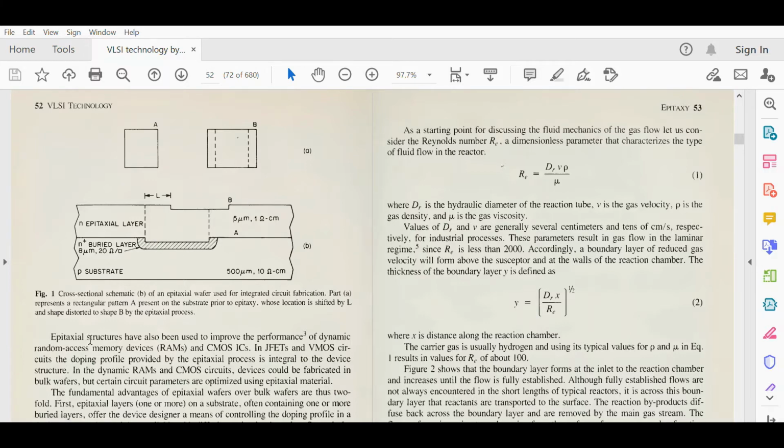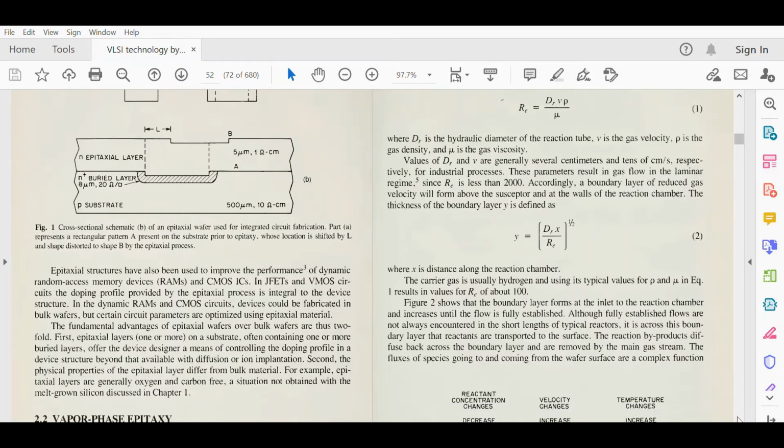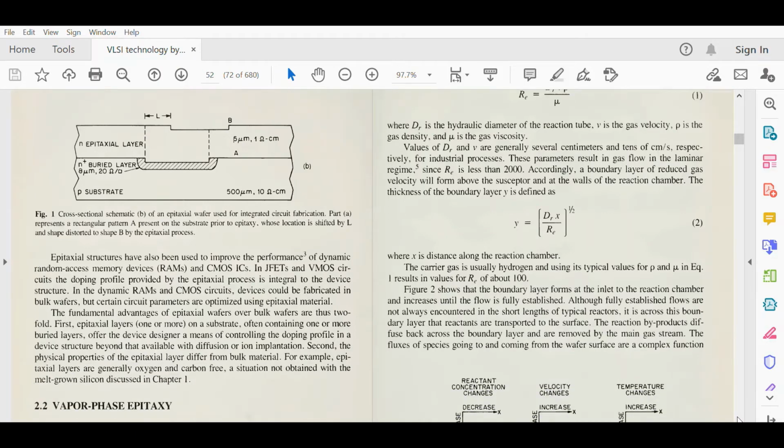Epitaxial structures have also been used to improve the performance of dynamic random access memories (DRAMs) and CMOS ICs. In JFETs and VMOS circuits, the doping profile provided by the epitaxial process is integral to the device structure. In dynamic RAMs and CMOS circuits, devices could be fabricated in bulk wafers, but certain circuit parameters are optimized using the epitaxial material. So this is purely a theoretical description of what epitaxy growth means.